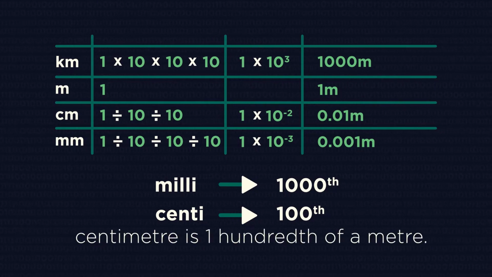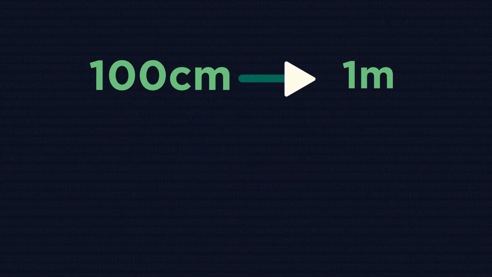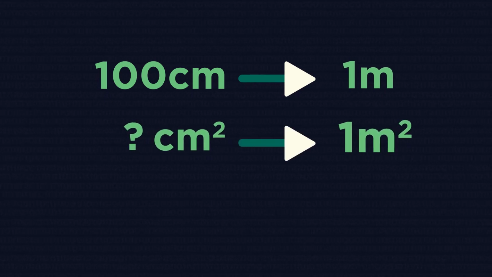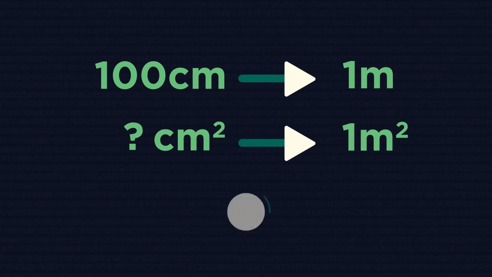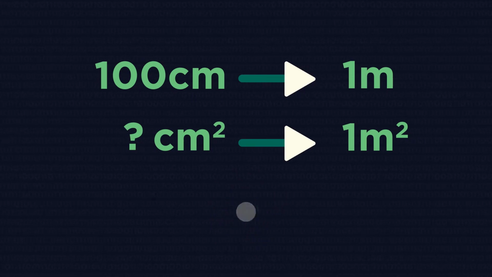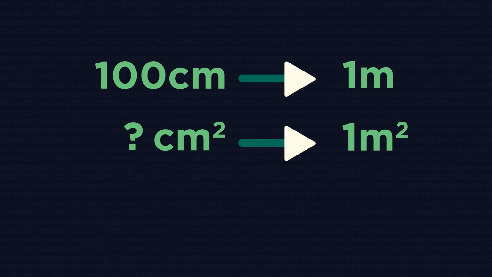All of this information is very much well known, yet when we start to look at area and volume, there are often some misconceptions. We know there are 100 centimetres in a metre, but how many centimetres square are there in 1 metre square? Pause if you think you can work it out. It's often thought that because there are 100 centimetres in a metre, the same applies to centimetres square in a square metre. However, we have to consider what square metre means.